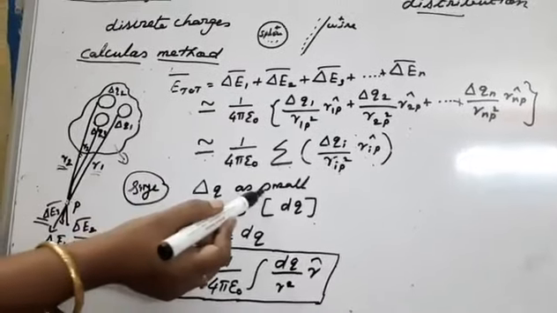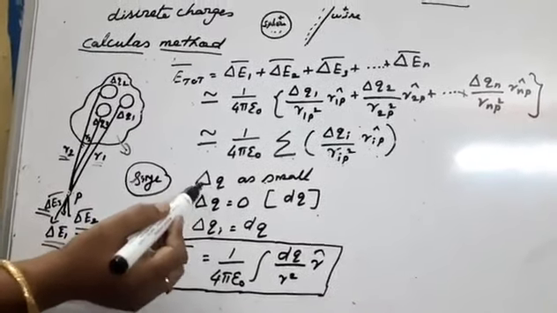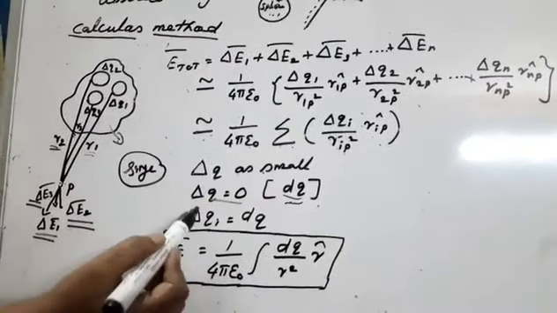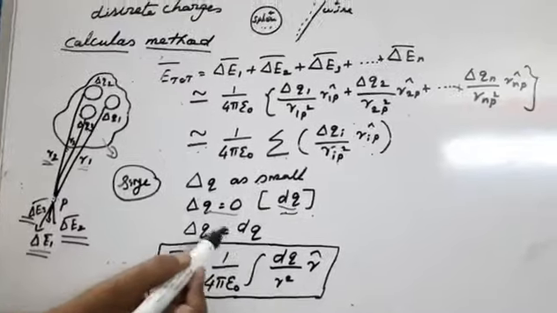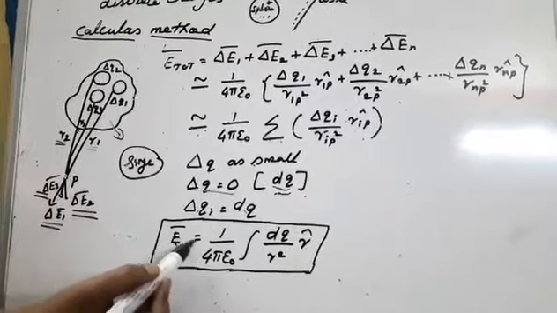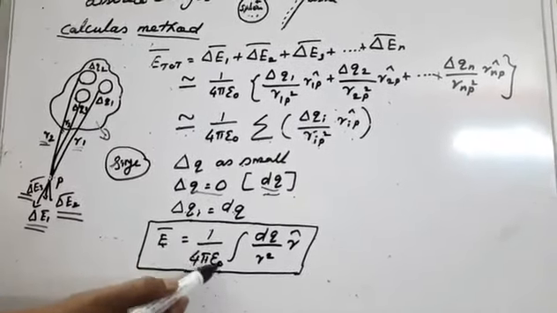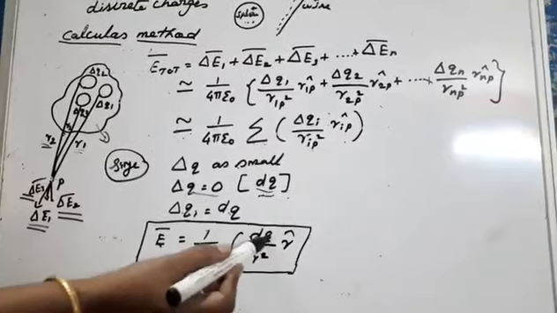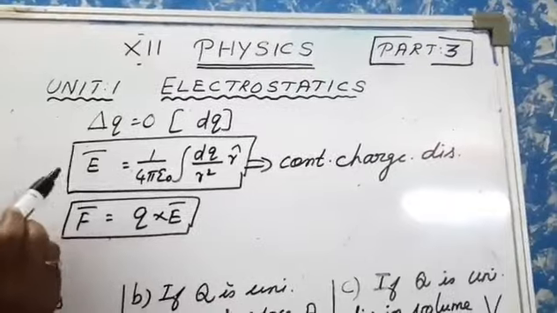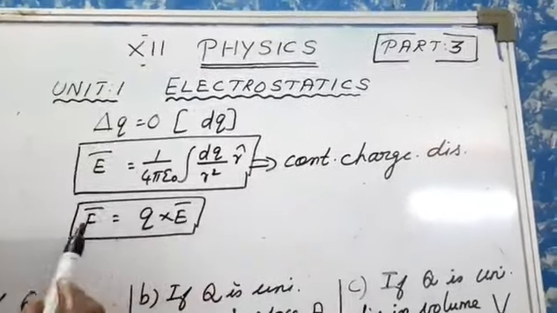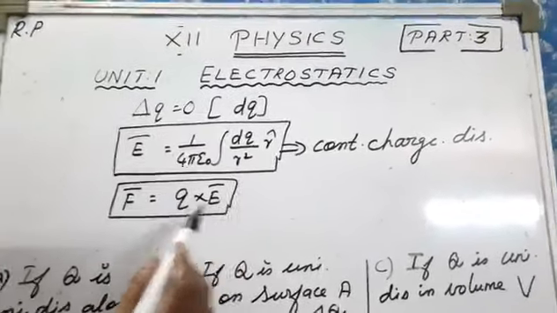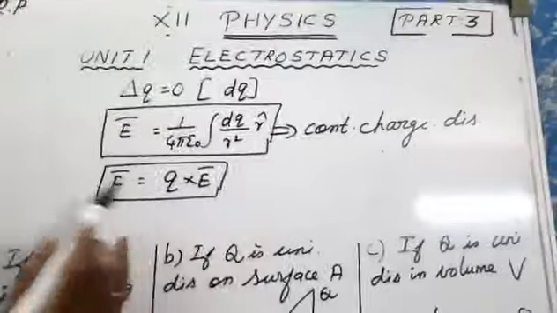Now del q is as small as possible. As del q tends to 0, this smallest value we consider as dq. So instead of del q we take dq. Therefore the formula is written as E bar equals 1 by 4 pi epsilon naught integral of dq by r square into r cap. This equation is known as the continuous charge distribution. And next, force we calculate as usual: the product of charge and electric field. This is known as the force formula.